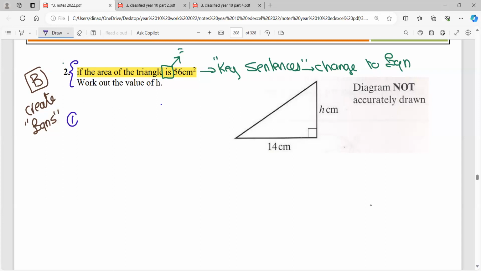So translate this sentence over here: the area of the triangle is 56. That's your key sentence. And then look to the right, look to the left. In the right-hand side, can I do anything? No, it's just a number. Okay, in the left-hand side, can I do anything? Yes. I can replace this capital A with the area of the triangle.